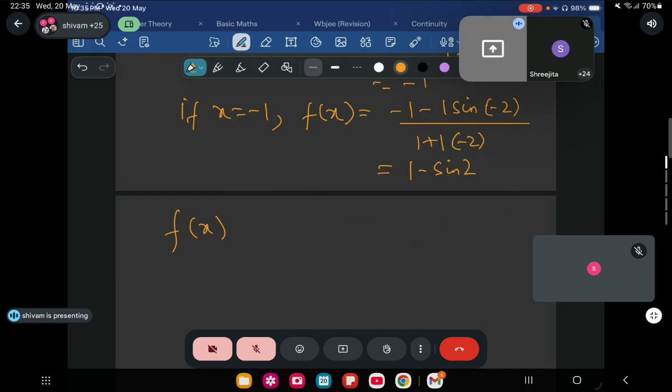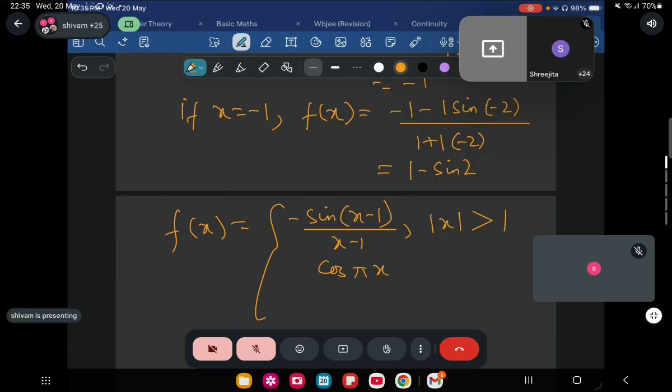So finally, f of x will be equal to minus sine of x minus 1 by x minus 1 when mod of x is greater than 1. It will be equal to cos pi x when mod of x is less than 1, it will be equal to -1. When x is equal to 1, it will be equal to 1 minus sine 2. When x is equal to -1. Are you getting it?